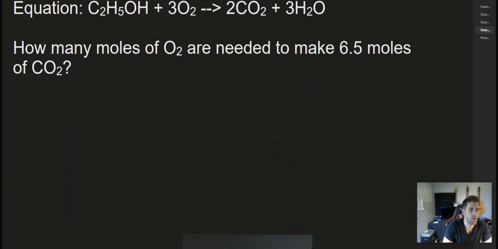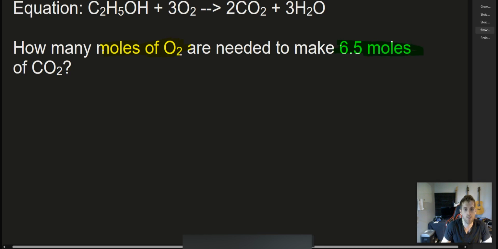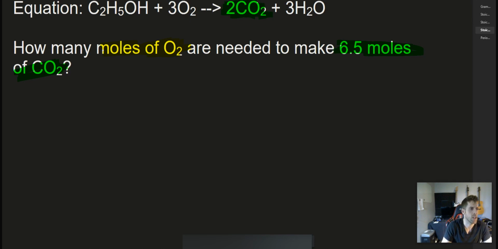Okay. How many moles of O2 are needed to make 6.5 moles of carbon dioxide? So now we have an oxygen reaction. Let's look at highlighting these things. We are trying to find the oxygen, the O2, and we are given 6.5 moles of CO2. Let's just highlight our molarity on top. We have CO2, so it looks like we have 2 moles of that. And let's highlight what we are trying to find. We're trying to find the O2, and we're going to have 3 moles there. Let's draw our line.